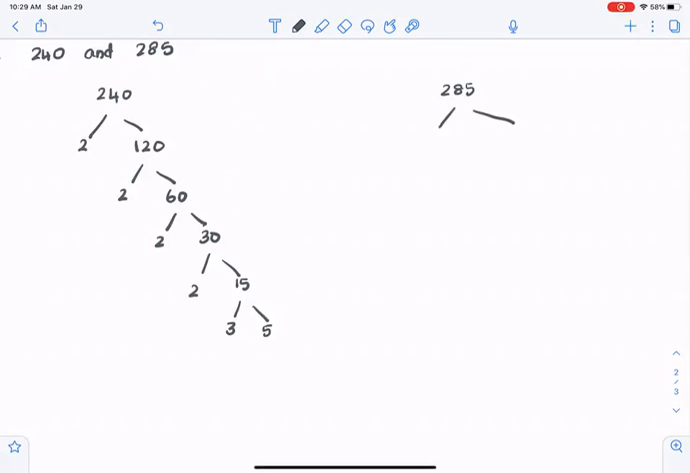285. I'm going to start with 2. Well, does 2 divide 285? No, it doesn't. Let's check 3. 8 plus 5 is 13. 13 plus 2 is 15. Sum of the digits is divisible by 3. So it is divisible by 3. So it's 95. Is 95 divisible by 2? No. Is it divisible by 3? No. 4? No. 5? Yes.